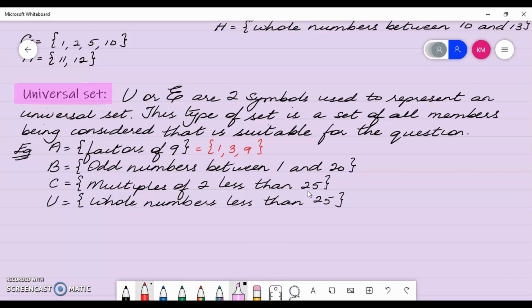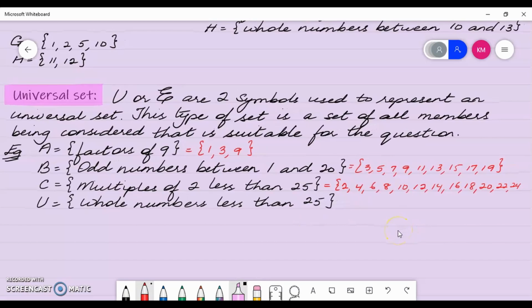Odd numbers between 1 and 20, that's going to be 3, 5, 7, 9, 11, 13, 15, 17, and 19. Next, multiples of 2 less than 25. So it's going to be 2, 4, 6, 8, 10, 12, 14, 16, 18, 20, 22, and 24. Right? So those are the elements of those three sets.